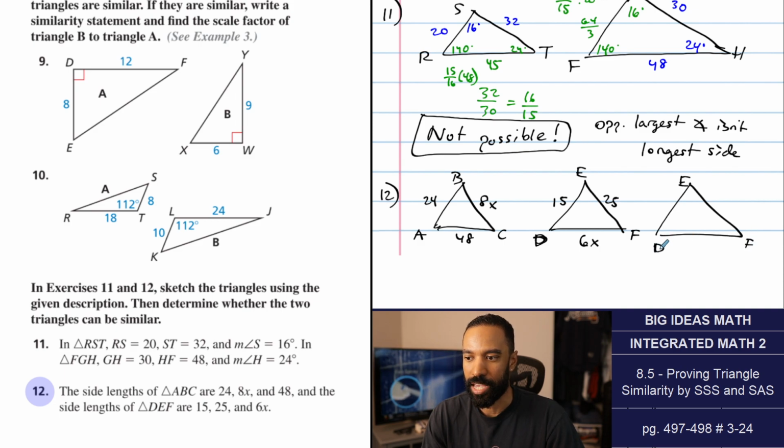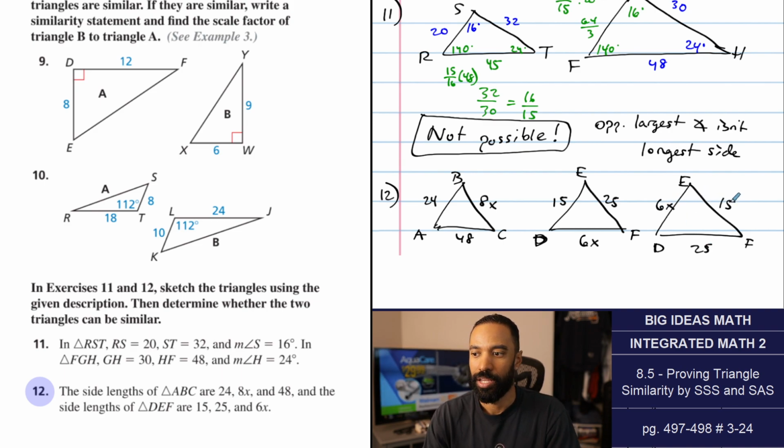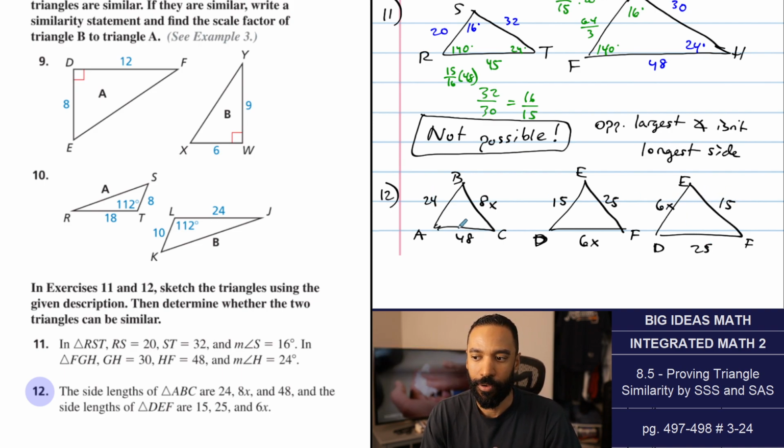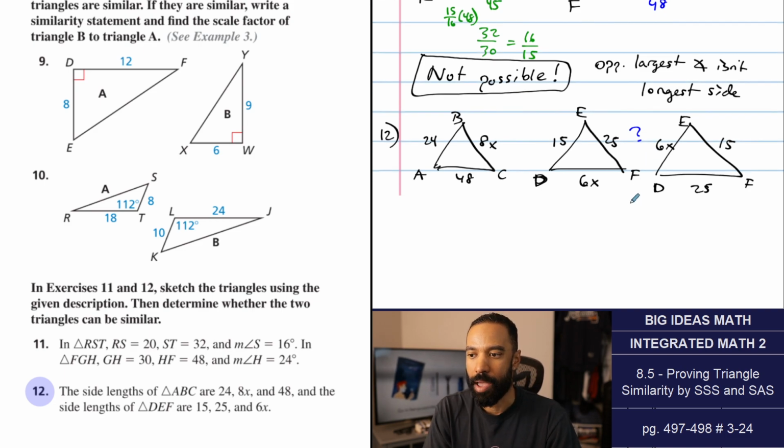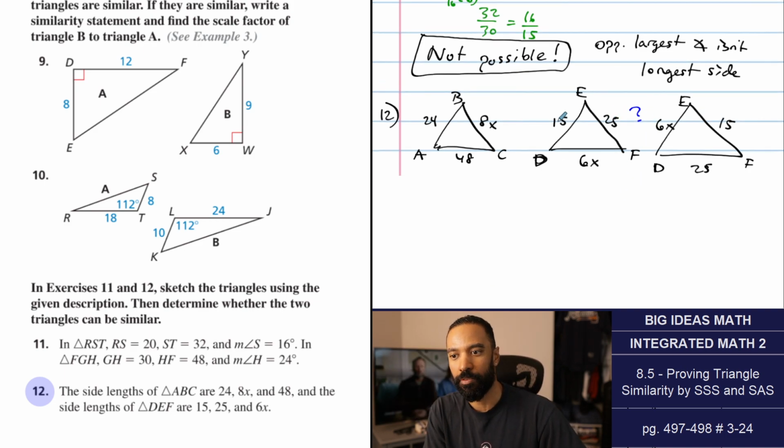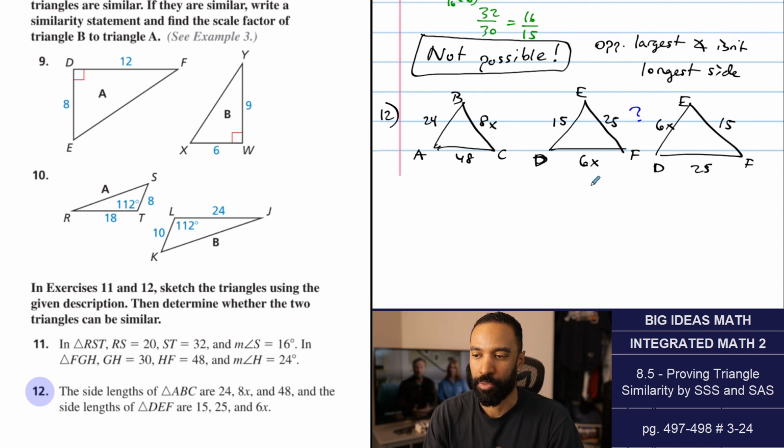Given that ABC is how it is, I could put possibly 15, 25, and 6x. Because here's the thing: 24 to 48 is double the length. So 6x to 25 would have to be double the length, or 15 to 6x would have to be double the length. I don't know how this x thing works, so let's try both sets of tests and see how it goes. But 15 can't pair with 48. 25 can't pair with 24 for the same reasons.